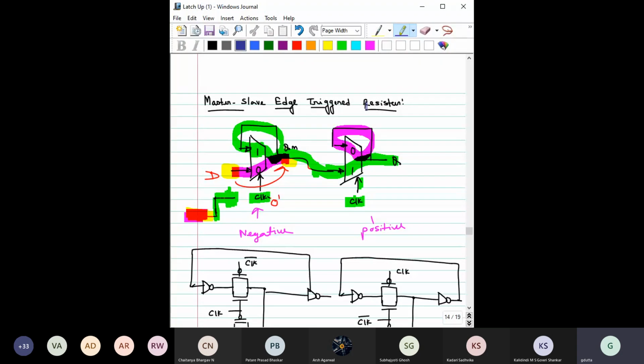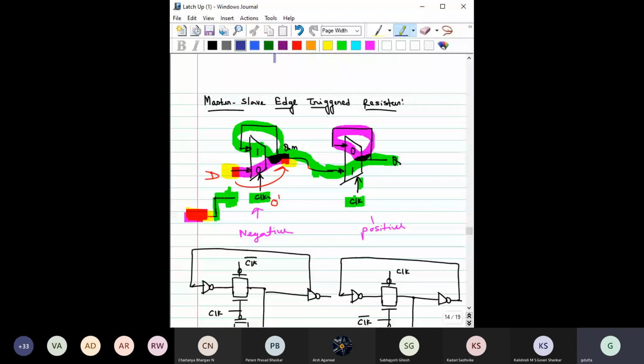Now it is not a latch. Now it has become a register. We are not using the term flip-flop because a flip-flop can be edge triggered, and it can be level triggered as well. So to differentiate between latch and register, we are using here the term register, not flip-flop.